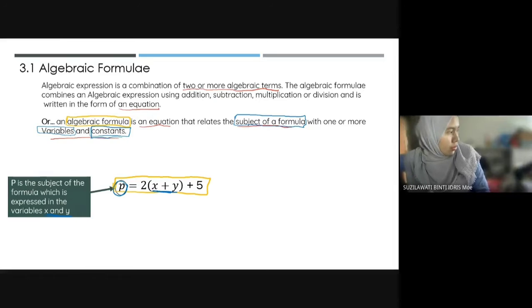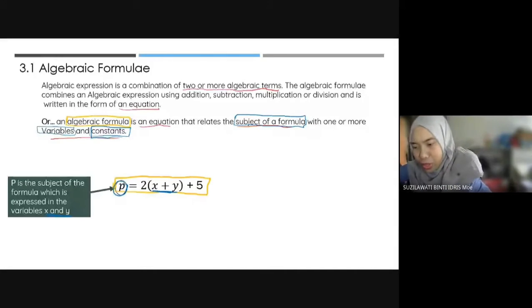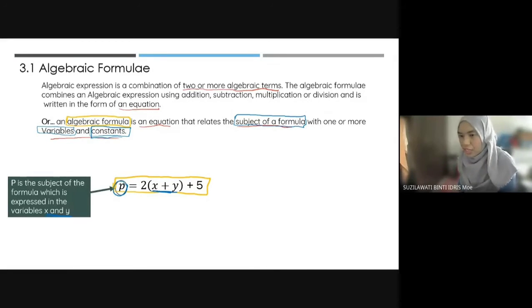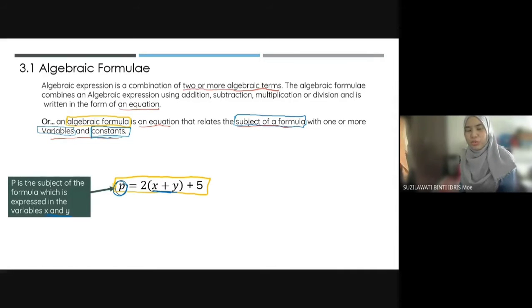Okay, so you already know where is subject of formula, where is the variables. Now, tell me which one from the algebraic formula example here, which one is the constant? Come on, boys. Which one is the constant? Leon answered 5. Aaron answered 2 and 5. Danish write 2, 5. Muhammad Daniel 2 and 5. Which one is the constant?